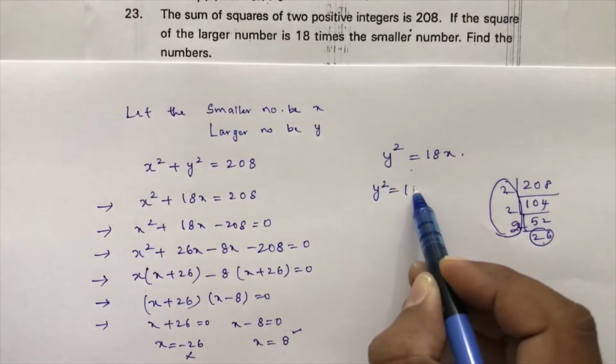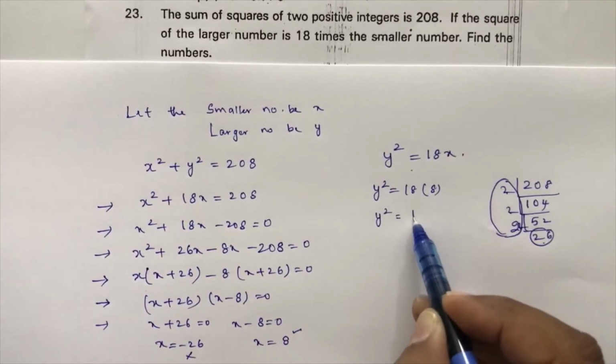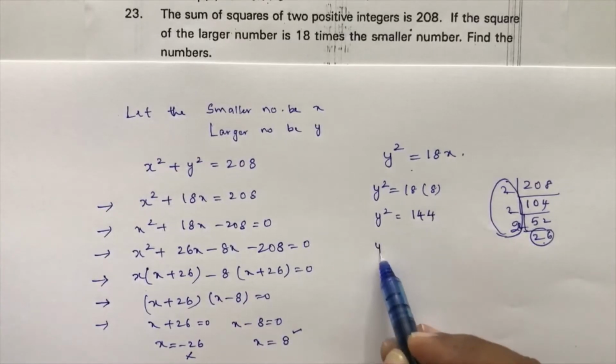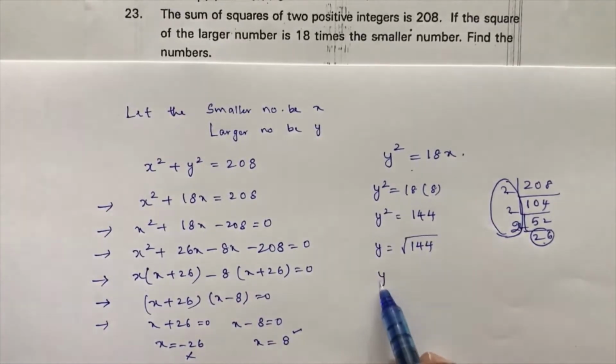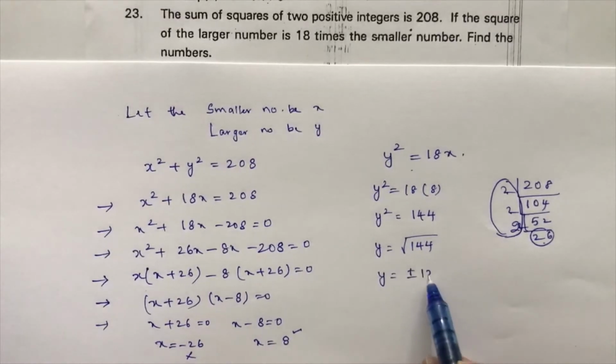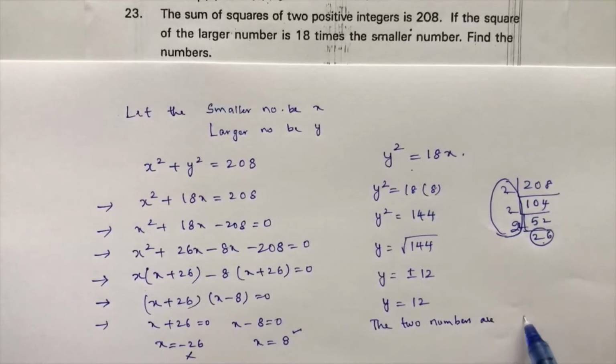Y square equals 18 times 8, so y square equals 144. Y equals root 144. The root of 144 is plus or minus 12, but we'll take plus 12 only because they are positive integers. Therefore, they're asking to find the numbers. The two numbers are 8 and 12.